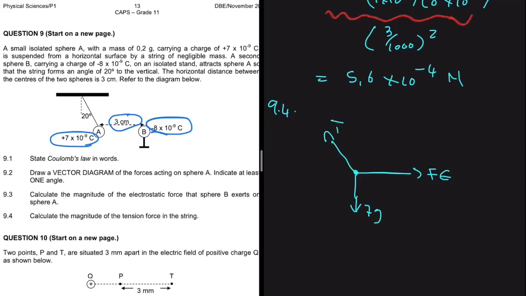We have already deduced that this angle here is 70 degrees. Why are we saying it's 70 degrees? The angle here is 20, the angle here is 90, so that angle here should be 70 degrees.